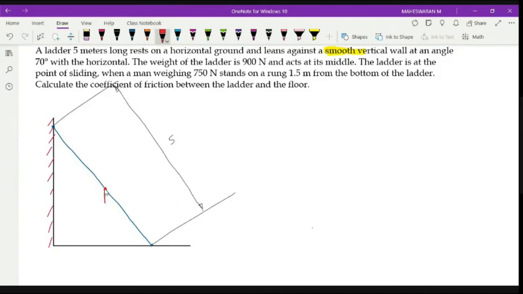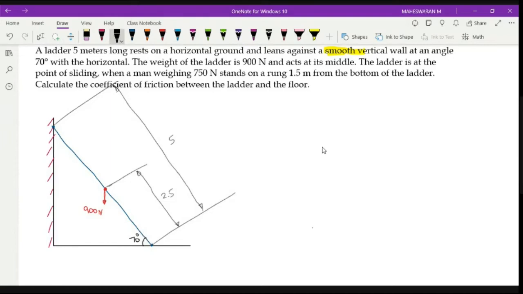Weight is acting downward, right? The overall weight is around 900 Newton, and it is at the center. When I say it is at the center, it means that it is 2.5 meter. This is 2.5, right? The angle of the ladder is 70 degree, that is mentioned, which means this angle is 70 degree.